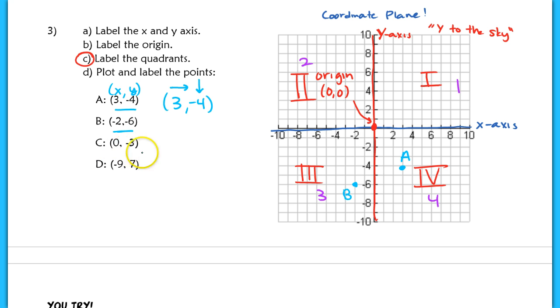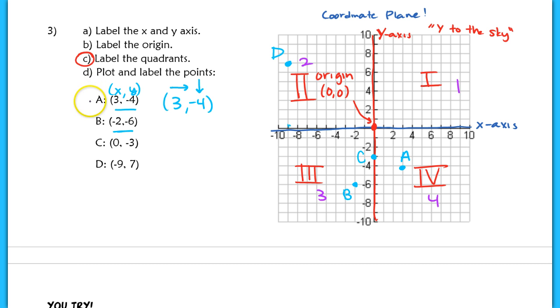Point C is 0, -3. I'm going to stay at the origin, not move left or right, but move down 3. So this is where point C is. Finally we have point D, which is -9, 7. I go to the left from the origin 9 units, which places me about right here, and then up 7 units. So there's point D.